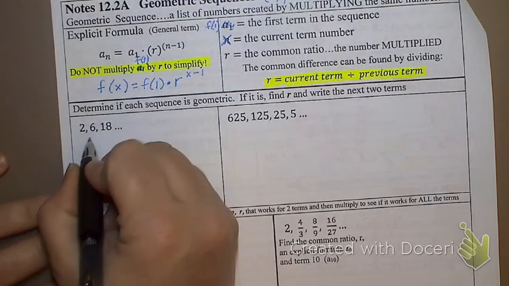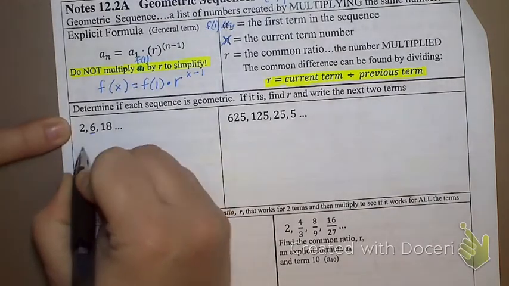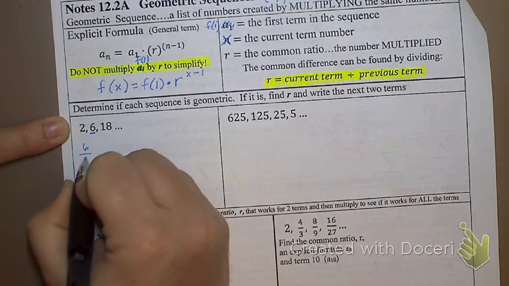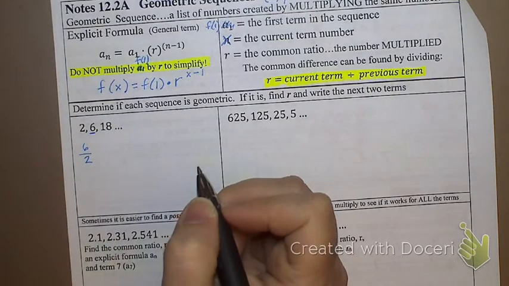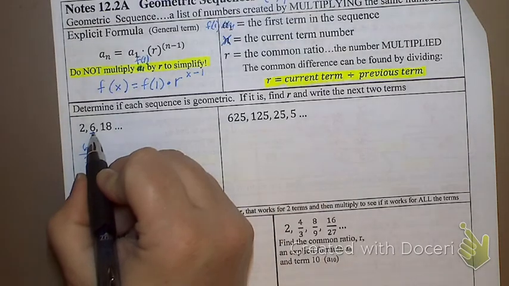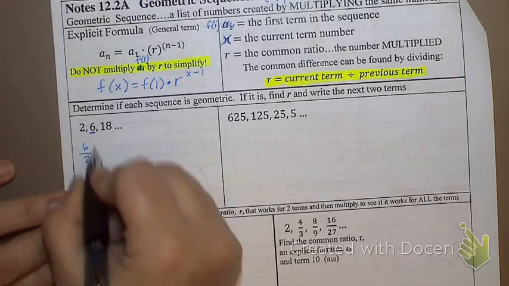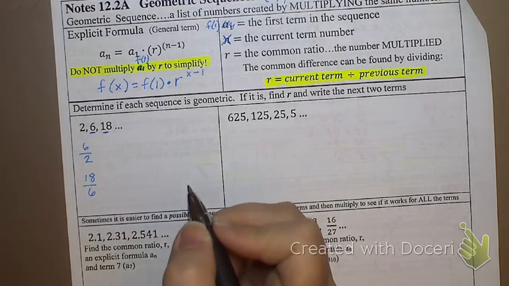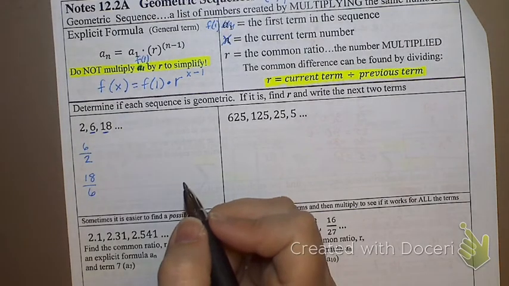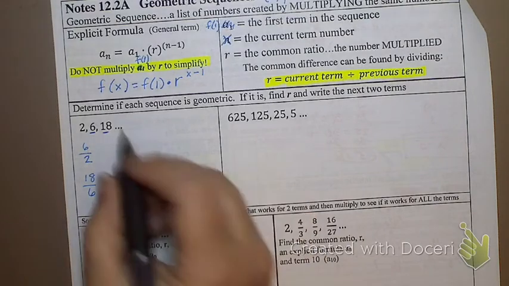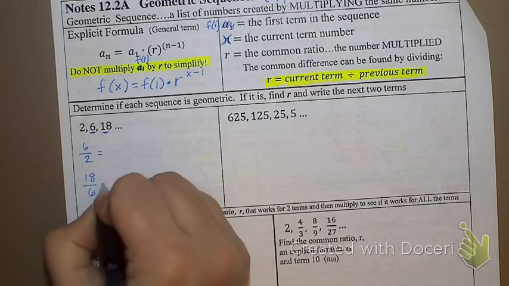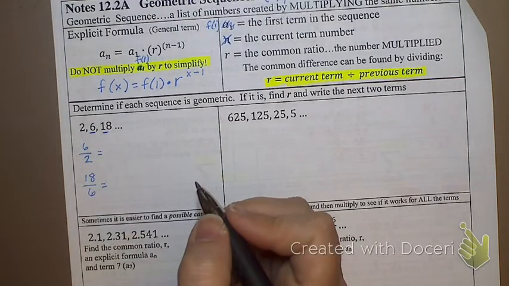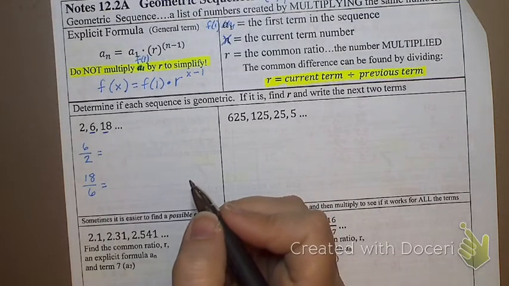Here's how I determine if it's geometric. I start off with the second term. I make it in a fraction over the first term. 2 over 1. Term 2 over term 1. I also have to make a fraction with 18 over 6. I have to make as many fractions as I possibly can out of what they've given me. If these all reduce to the same thing, then guess what? It's geometric, and I've found my r value.